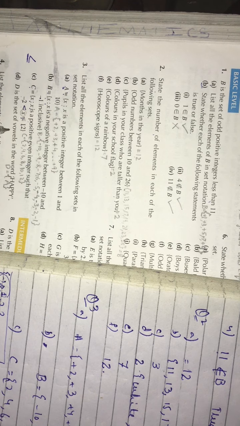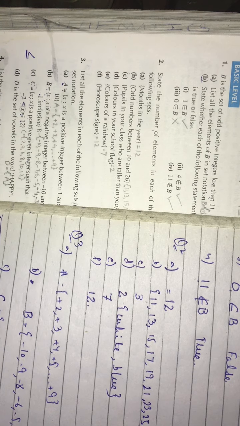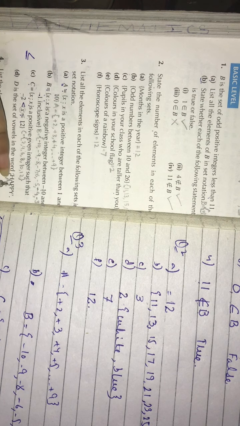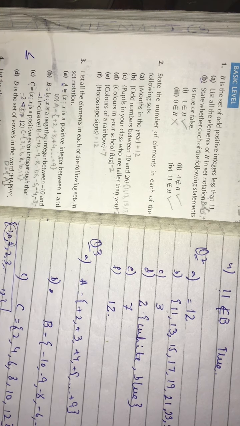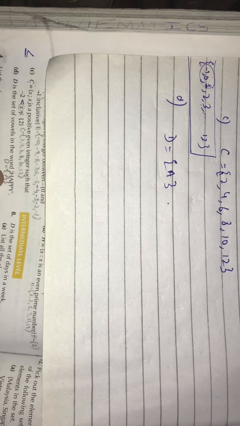D is the set of vowels in the word happy. The set name is D. H-A-P-P-Y. Only A is a vowel. Just like this. Only A is a vowel in the word happy. Got it?